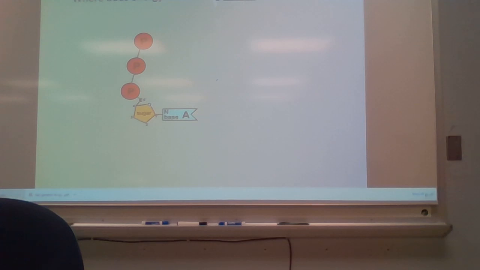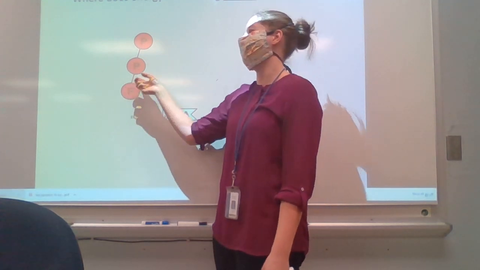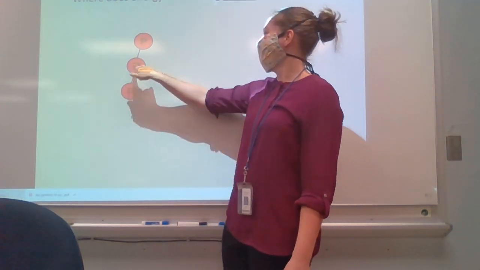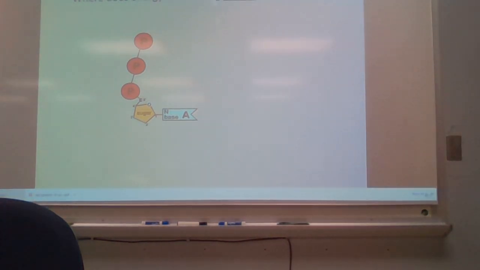Hey, what does this look like? It does look like a circle. What do we have here, though? A phosphate, a sugar, and a base. That's a nucleotide. It's just a nucleotide with 2 extra phosphates on it, right?